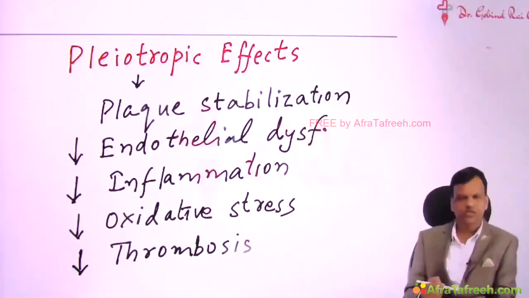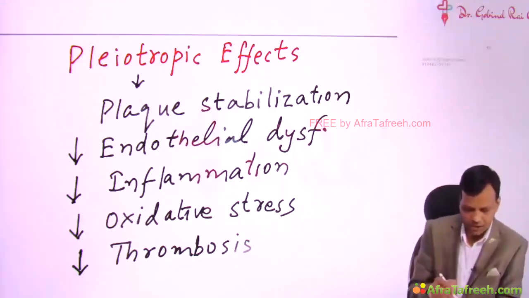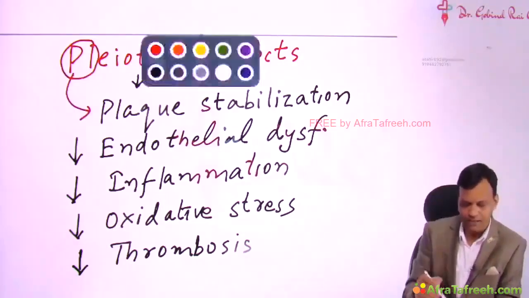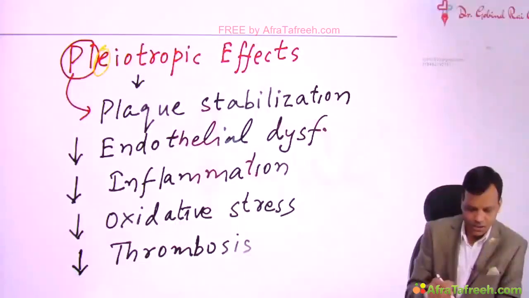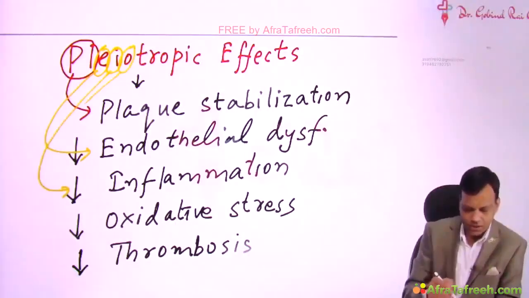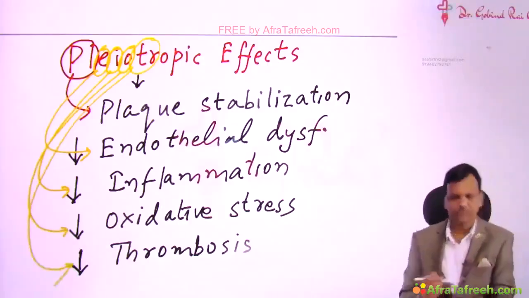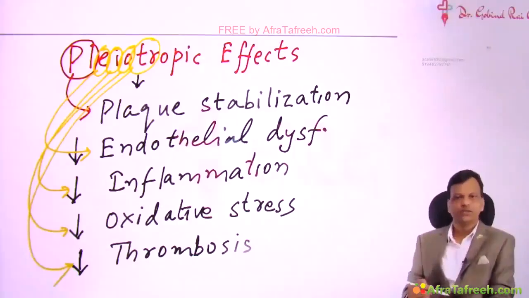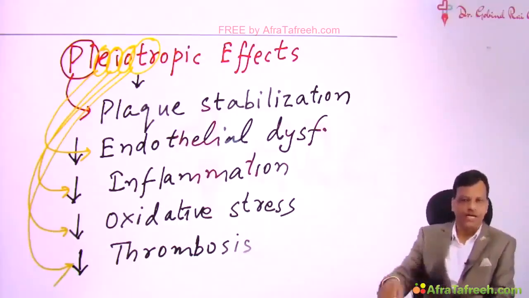And you can remember these effects from the name pleiotropic effects. PL means plaque stabilization. E means decrease in endothelial dysfunction. I means decrease in inflammation. O means decrease in oxidative stress. And TR means decrease in thrombosis. So these are the pleiotropic effects of statins.